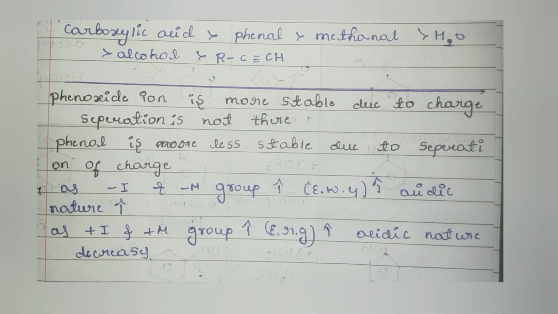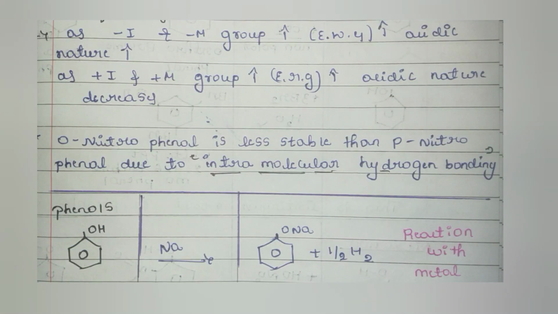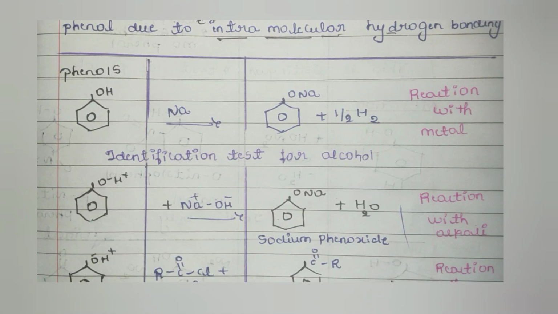As minus I effect or minus M group is present, meaning an electron withdrawing group is present, the acidic nature of the substrate will increase. As plus I or plus M group is present, meaning an electron releasing group is present, the acidic nature of the substrate will decrease. And comparing ortho-nitrophenol and para-nitrophenol, ortho-nitrophenol is less acidic than para-nitrophenol due to intramolecular hydrogen bonding. And some important reactions.